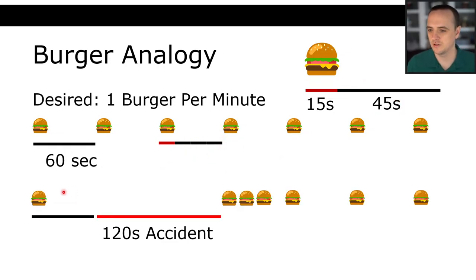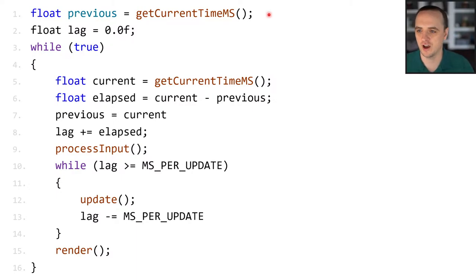So at some point, let's say you've made one burger and you've waited, but then there's a 2 minute accident and you've skipped making two burgers. So what do you do? Well, I can make a burger every 15 seconds. So in the next minute, I'm going to make three burgers, right? So that is exactly what I hope that's not too stupid of an analogy. But if we lock in this every minute as our frames per second, this is what this algorithm is going to do.